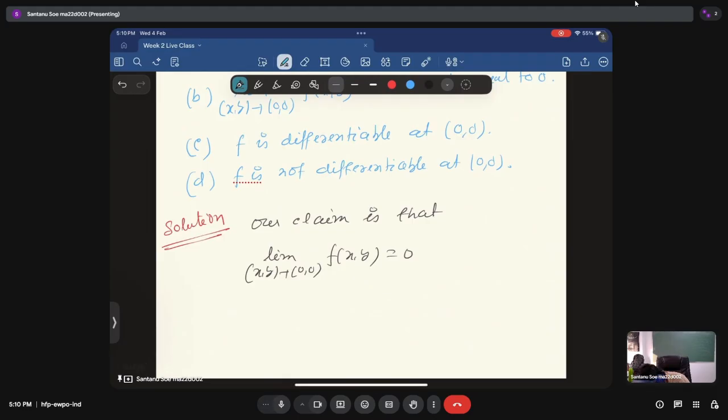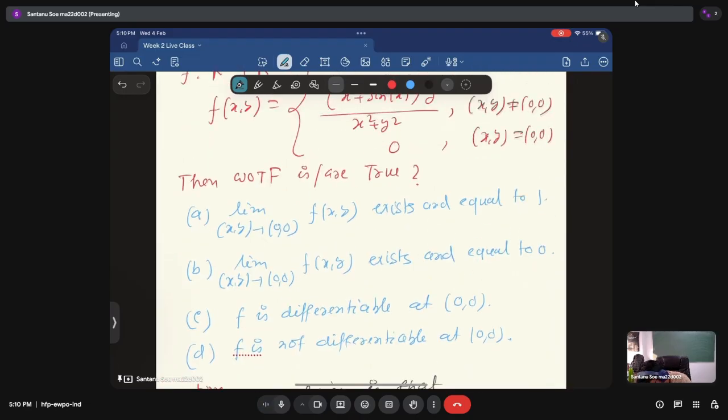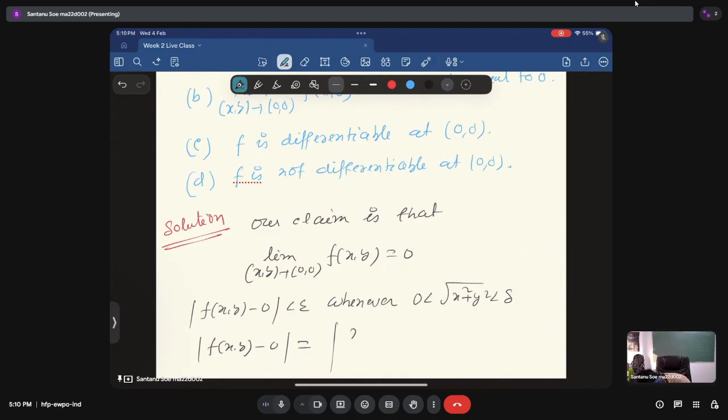So this is our claim. Now to prove that, we have to show that |f(x,y) minus 0| is less than epsilon whenever 0 is less than square root of x square plus y square, which is less than delta. Now |f(x,y) minus 0| is nothing but the modulus of (x square plus sine x) times y square divided by x square plus y square.